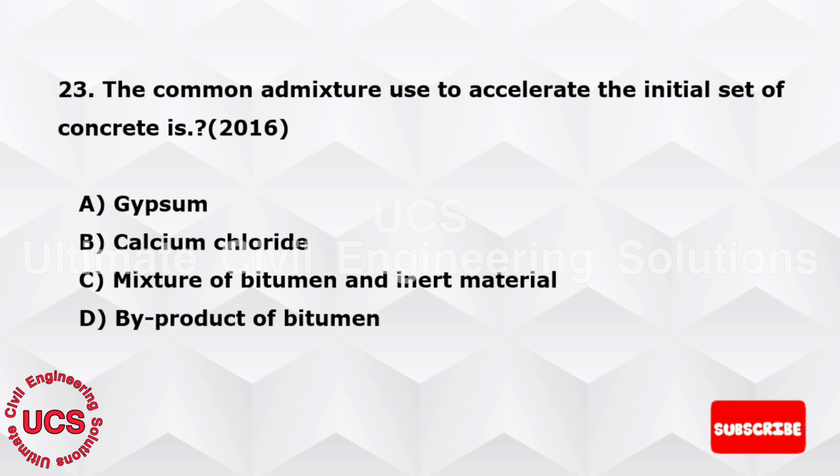Next question. The common admixture used to accelerate the initial set of concrete is. Options are option A gypsum, option B calcium chloride, option C mixture of bitumen and inert material, option D byproduct of bitumen. Answer is option B, calcium chloride.